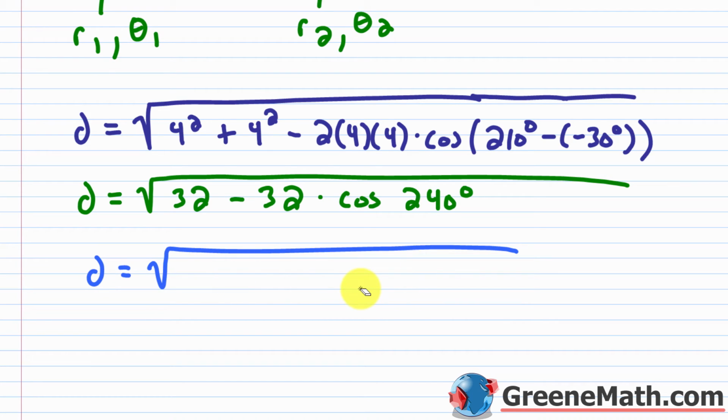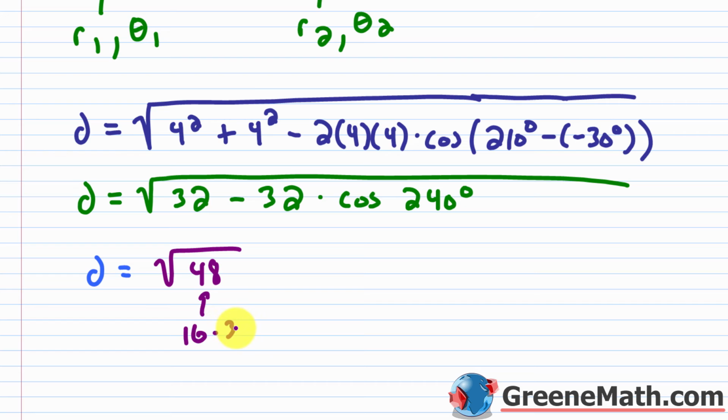Okay, so this is the square root. Let me make this a little bit smaller. This is the square root of 48. Of course, 48 is going to be 16 times 3, and 16 is a perfect square, right? It's 4 times 4. So you can go ahead and write this as 4 times the square root of 3, okay? So I'm going to say the distance is 4 times the square root of 3.